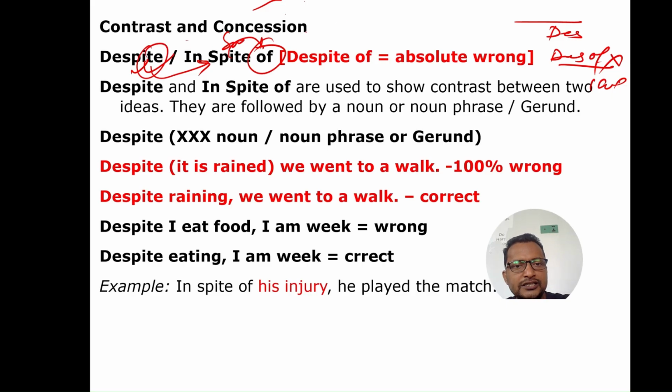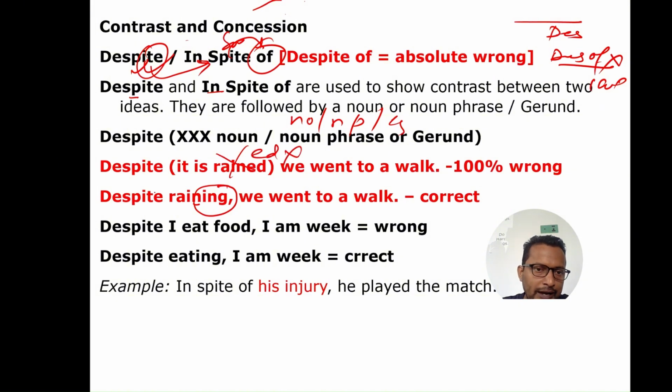The application is the same. After despite and in spite of, either a noun phrase or a gerund will follow. For example, despite raining, we went for a walk. Despite raining, see, this ing form of verb is acting as a gerund. You cannot write despite it is rained. No, this ed form of verb cannot come. So despite will follow either a noun or noun phrase or gerund. Despite raining, we went for a walk.